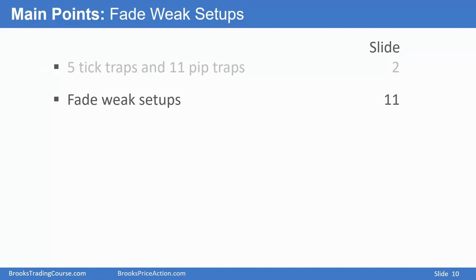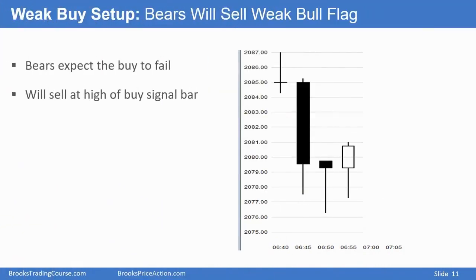I want to talk a little bit about fading weak setups. Fading means doing the opposite. So if there's a weak buy setup, traders will sell. Let's look at this. We're selling off and we're trying to reverse up. Some bears will look at that and say, oh, that's not a very good buy signal bar, especially after such a big bear bar. I bet the buy signal is going to fail.